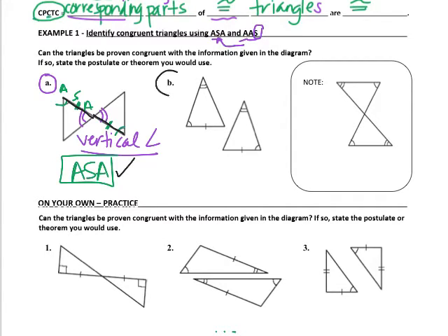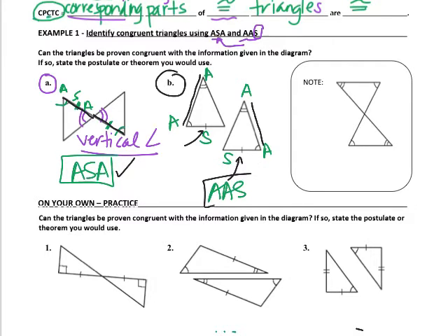Now in part B, the non-included side, notice that this side that's marked congruent right here is not between. Okay, this is the side that would be between, and this is the side that would be between. So if the other side was marked congruent, that would be ASA. But this time we have an angle, and a non-included side, right? An angle, and a non-included side. So that one is going to be angle, angle, side.